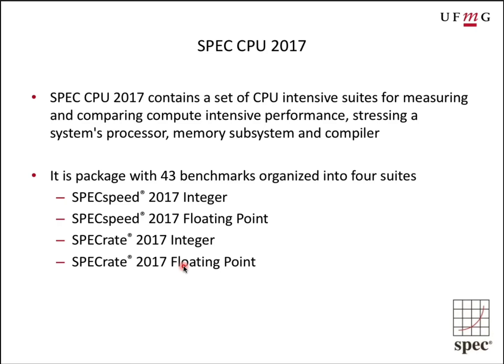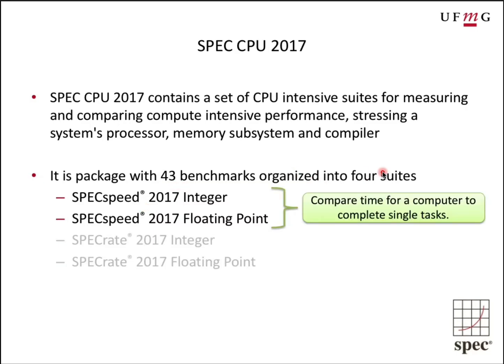Specifically for SPEC 2017, we have 43 benchmarks that are organized into 4 suites. So we have SPEC speed, with some benchmarks for integer calculation and floating point calculations. And speed is usually meant for benchmarks that have threads. So they run very fast with many threads.